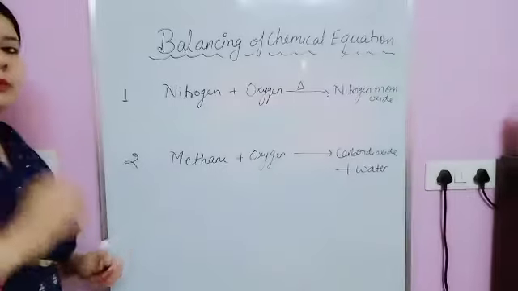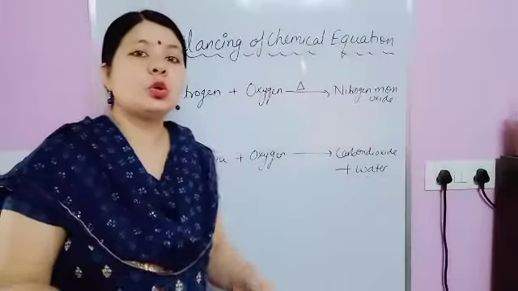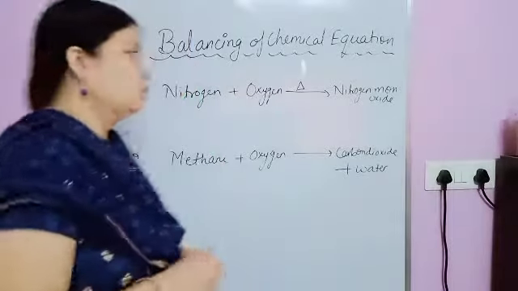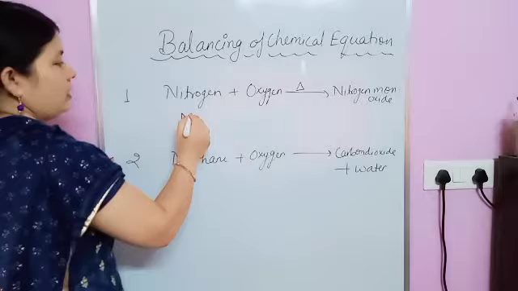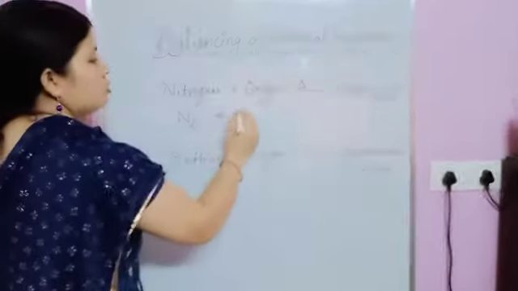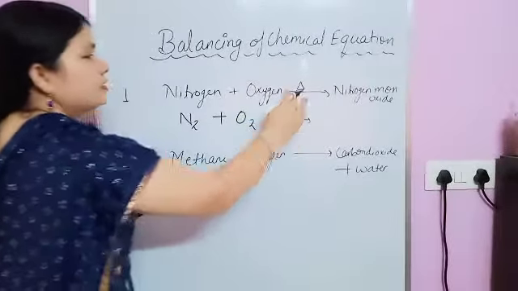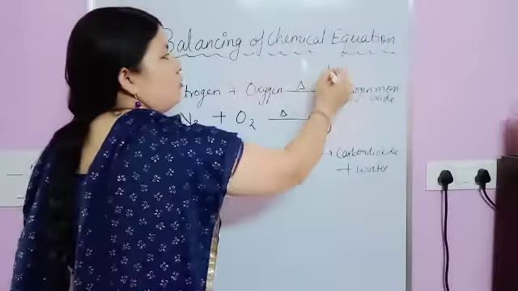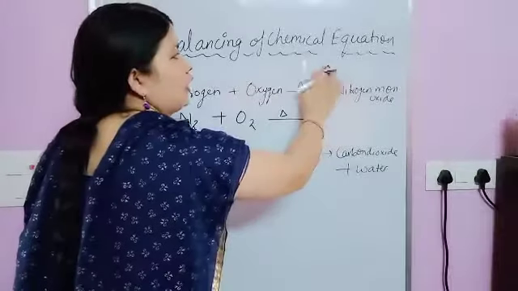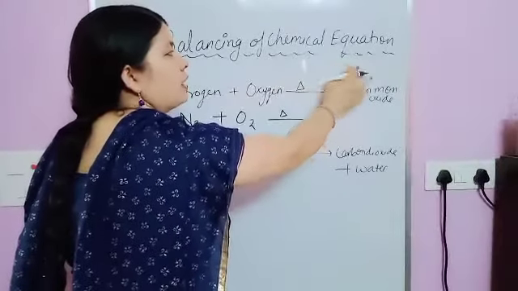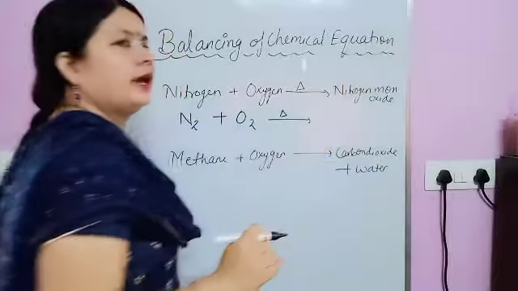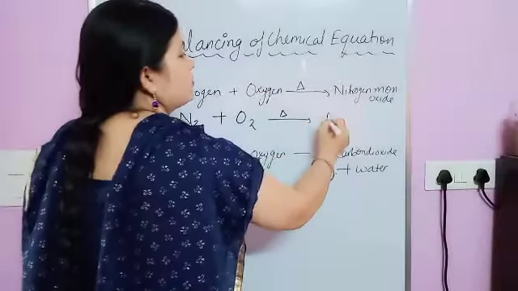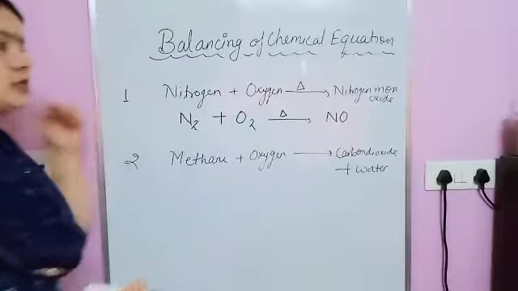First of all, remember one thing: nitrogen, oxygen, hydrogen, chlorine, fluorine always exist as diatomic molecules. Di means two. So just see how to write it. This one is N2, this one is O2. If we heat it, this triangle is the symbol of heat. An upward arrow is evolution of gas. A downward arrow is formation of precipitate. AQ is aqueous, S is solid, L is liquid and G is gas. Now nitrogen plus oxygen gives nitrogen monoxide, that is NO.